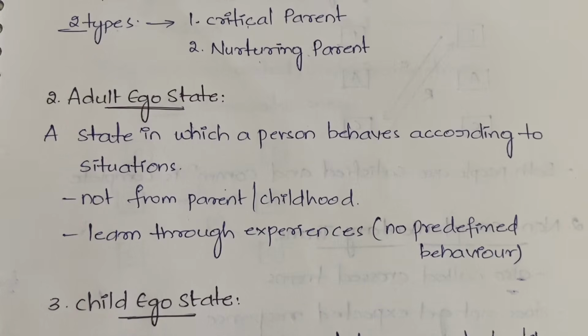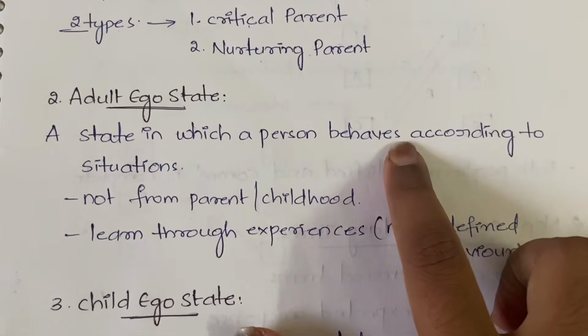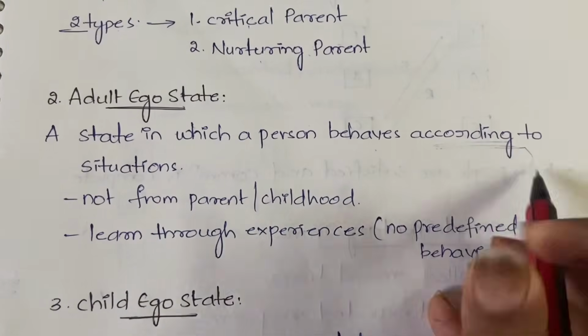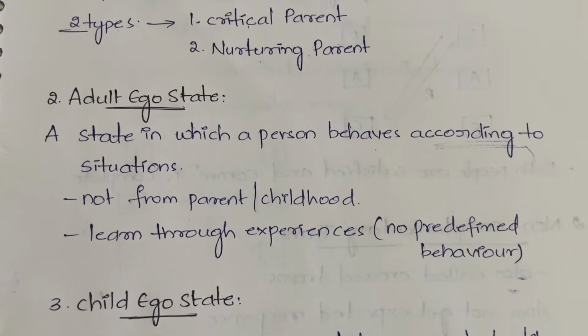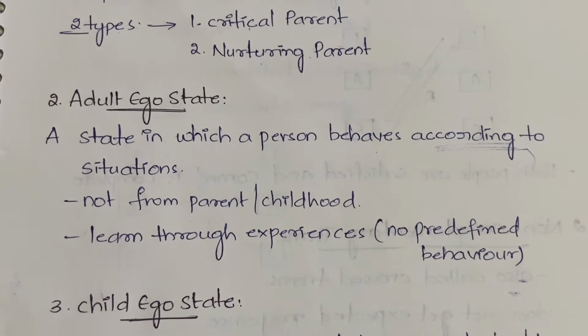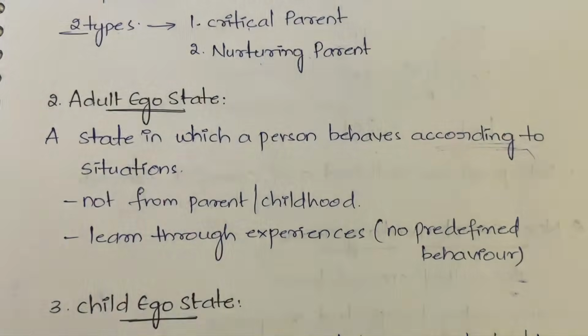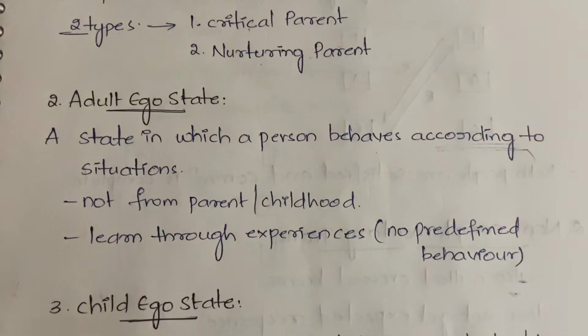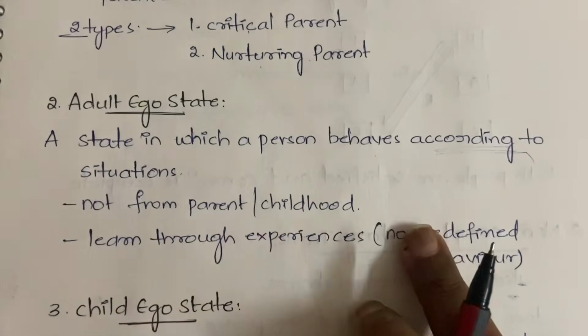Next is the adult ego state. It is a stage in which a person behaves according to the situation, not like a parent or like a child. They do not learn behavior either from their parents or from looking at children. They learn behavior themselves, through experiences. They do not have a predefined behavior like, okay, this person is younger to me, so with this person I must be rude, I must be demanding. Or, this person is elder to me, so with this person I have to be respectful. They do not have a predefined behavior. They will be behaving according to the situation. This is about the adult ego state.